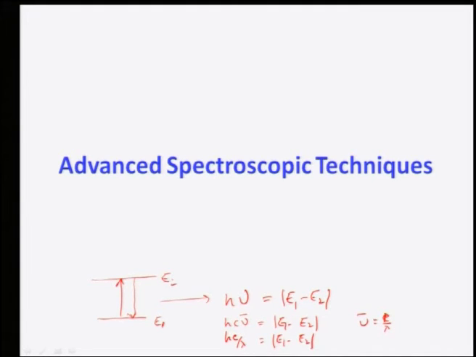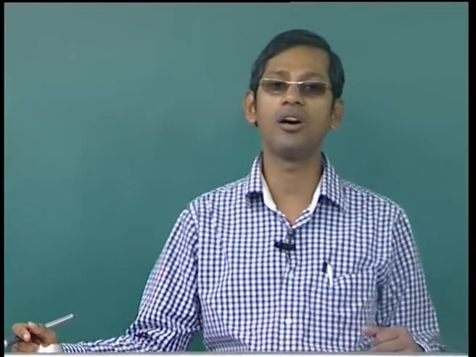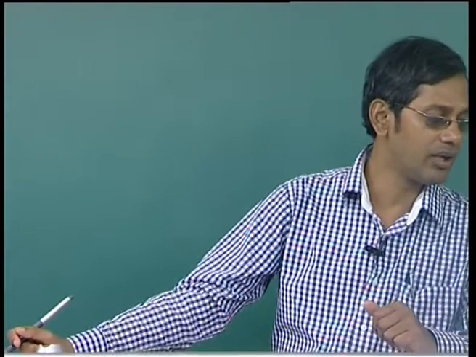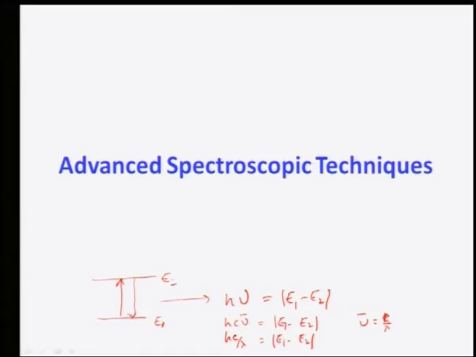So therefore, depending on the type of interaction the radiation will have on the molecule, on the species, we can either have absorption or otherwise what is known as emission. So either we can have absorption spectroscopy or emission spectroscopy.